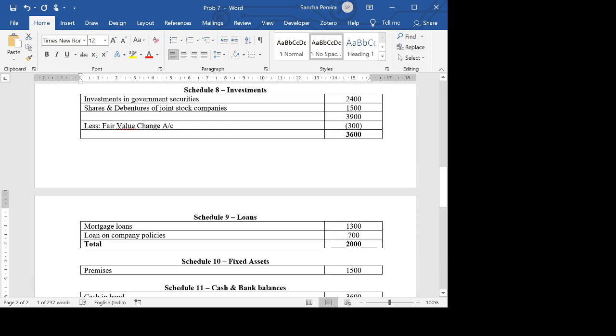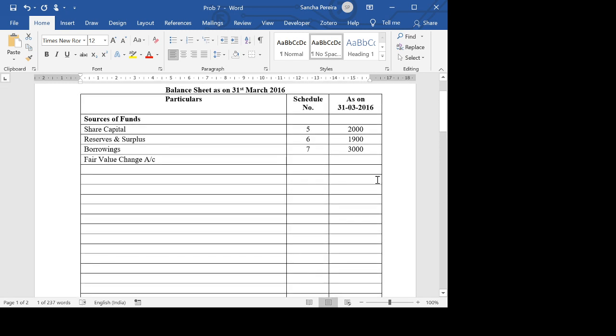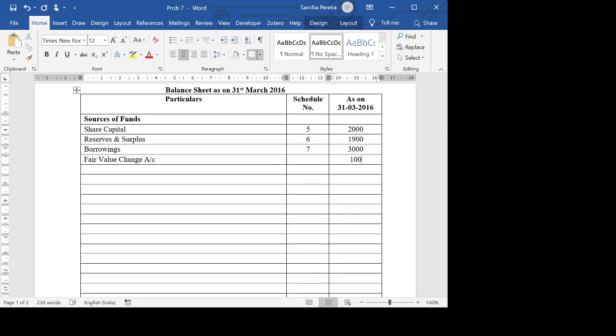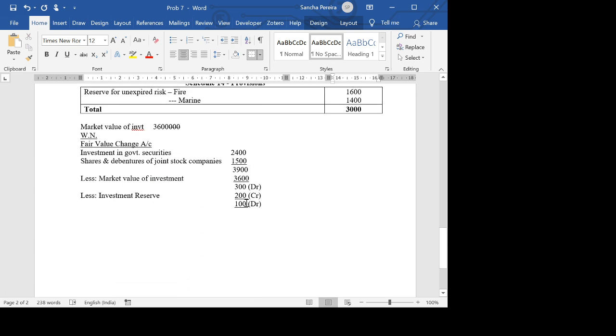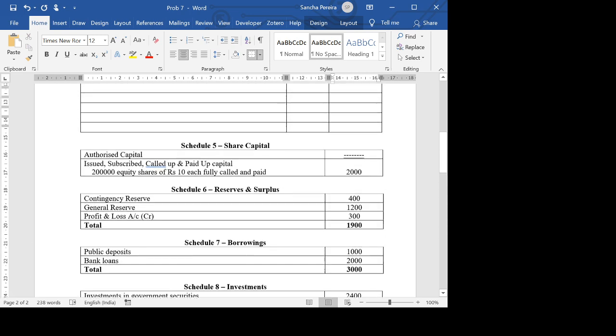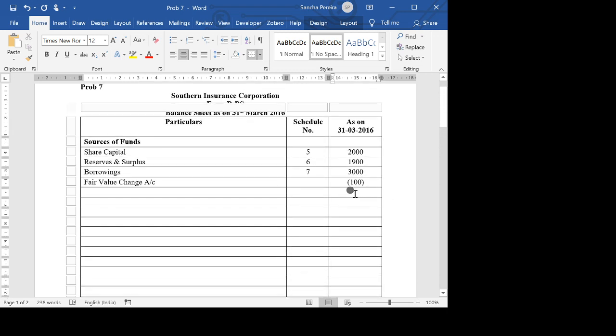Now, when we are showing 100 rupees here, I can't just show 100 rupees like this, but I'm going to put 100 rupees in the bracket. Why am I putting 100 rupees in the bracket? Because all these are credit balances, but this 100 rupees is a debit balance. I've calculated it here. If I don't put it in brackets, what will I do to get this total? I will put all these together. But I can't put all these together because 100 rupees here is actually a debit balance.